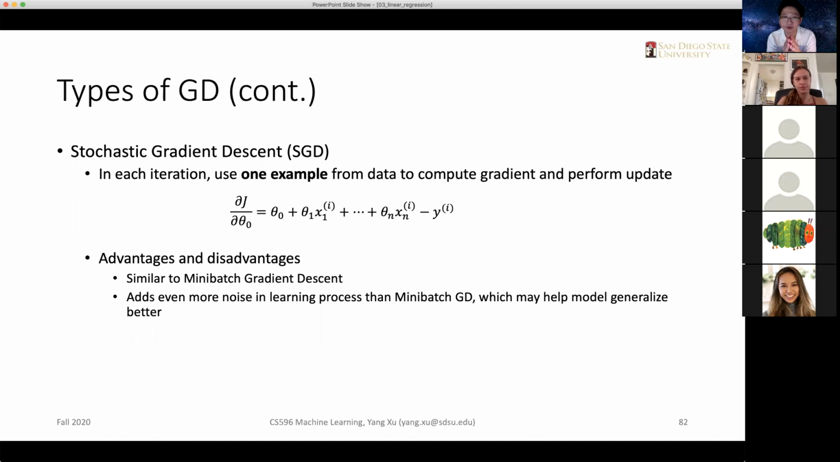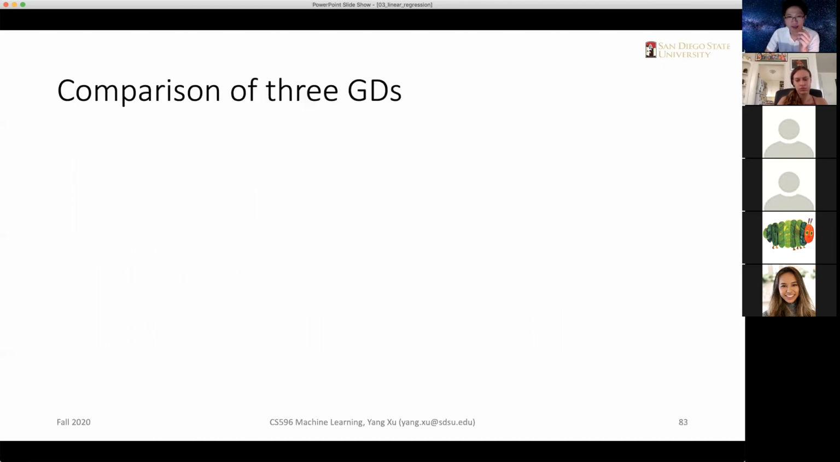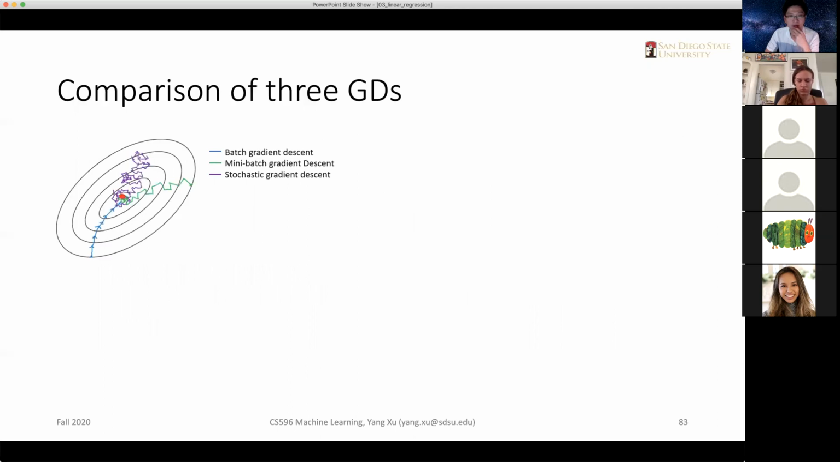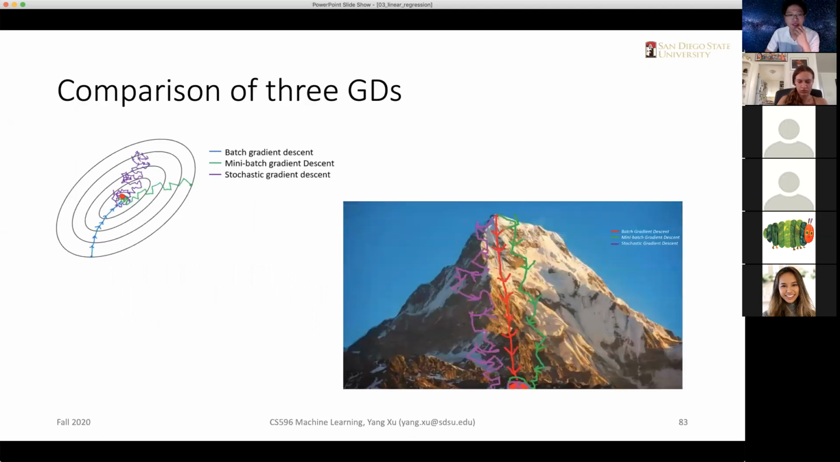All right, so that's 3 types of gradient descent. And if we use some intuitive comparison for how fast the gradient drops, it is more like this. So if you use stochastic gradient descent, there's more randomness, indicated by the purple. And for the batch, it is always smooth. And mini batch is somewhere in between.